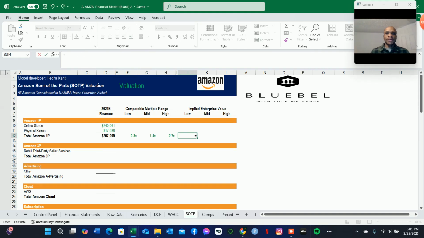So the implied enterprise value is going to be equal to the total revenue, reference that cell with F4, and we multiply that by our comparable trading multiples here. And we can fill that right to the end, to the mid and the high.